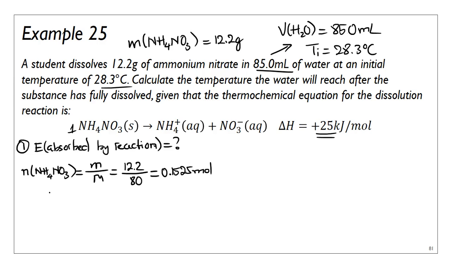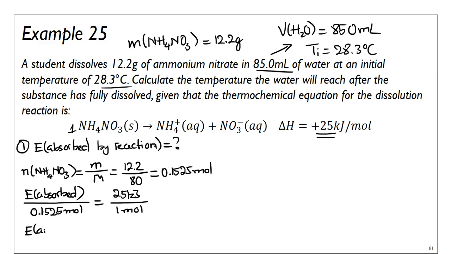mole. So essentially what I need to find is energy absorbed when 0.1525 mole of ammonium nitrate is dissolved, which should be equivalent to 25 kilojoules being absorbed for every 1 mole based on the thermochemical equation. So if we just rearrange, E absorbed is 0.1525 times 25 over 1, which is 3.8125 kilojoules.